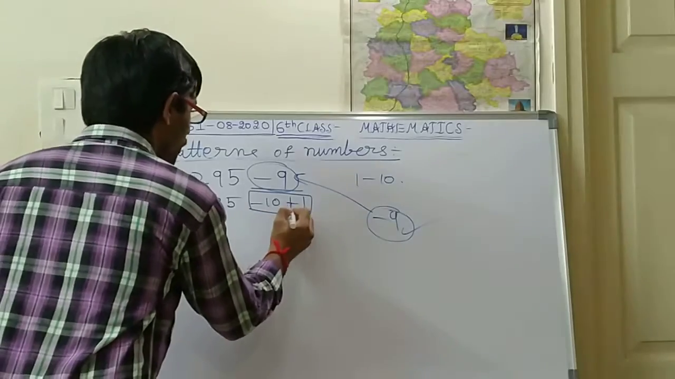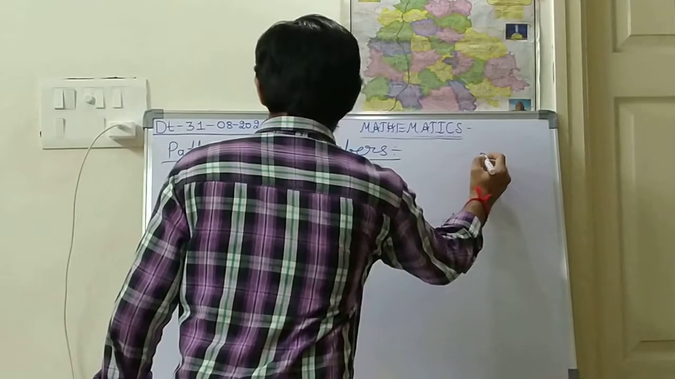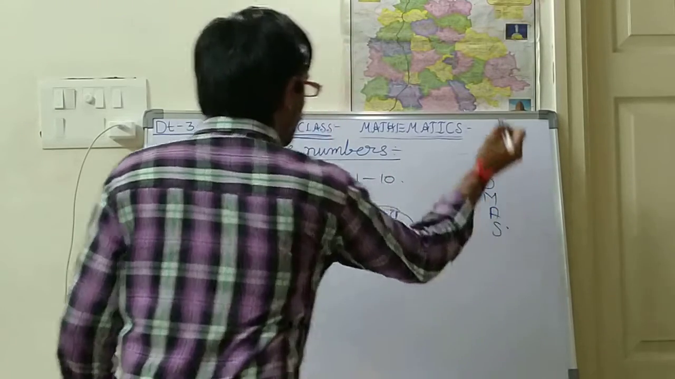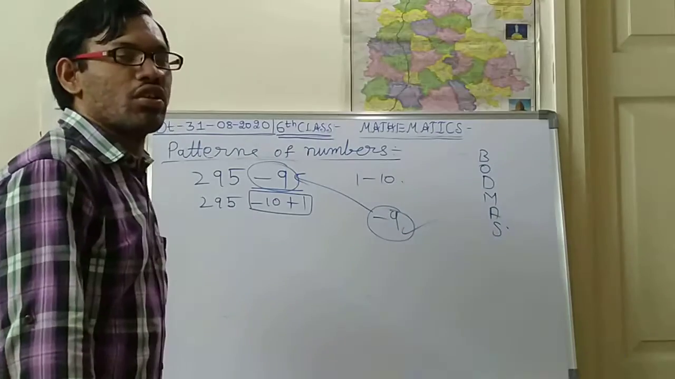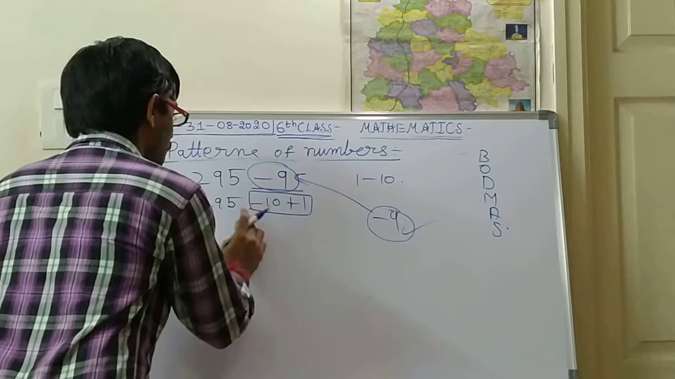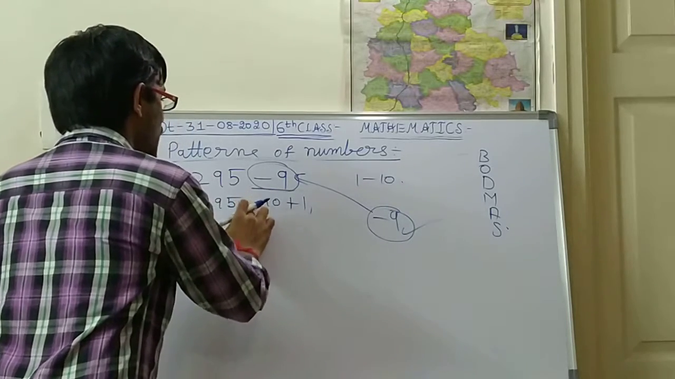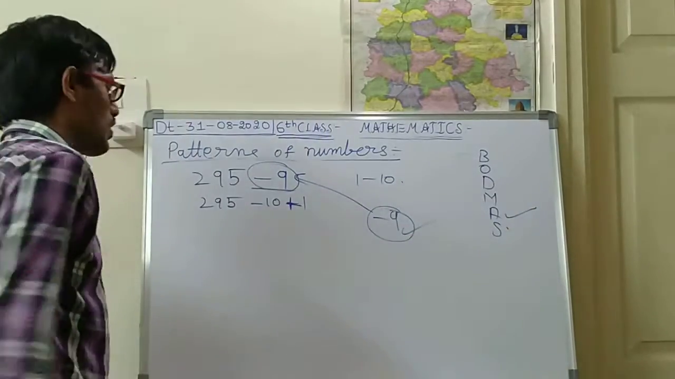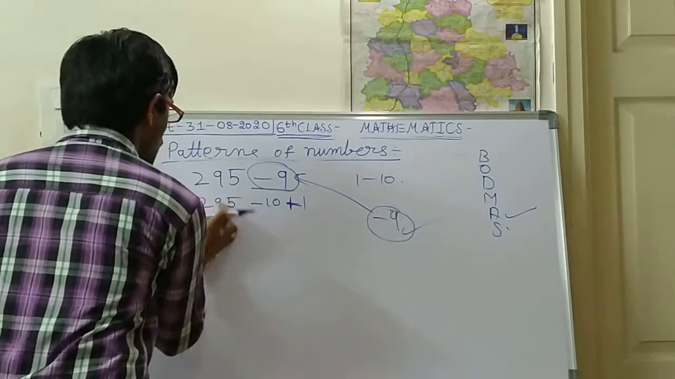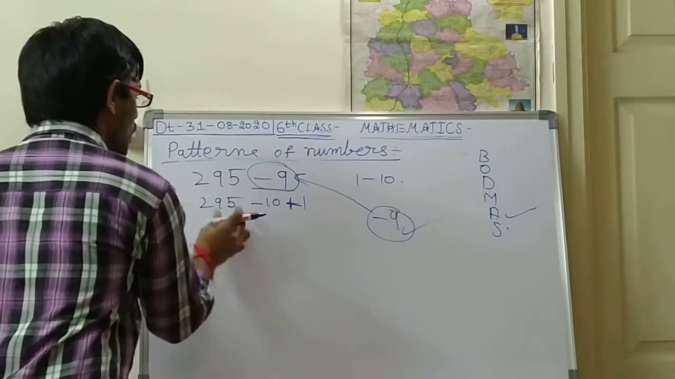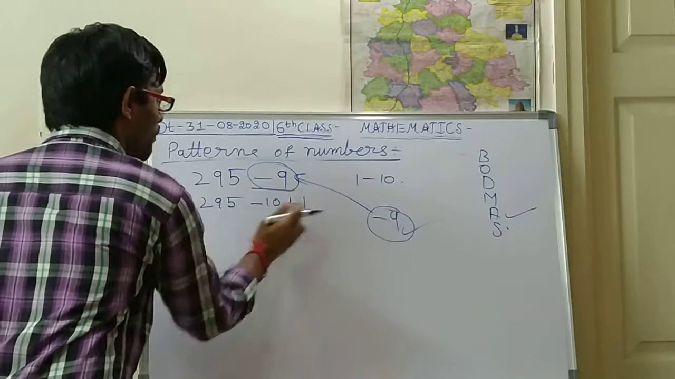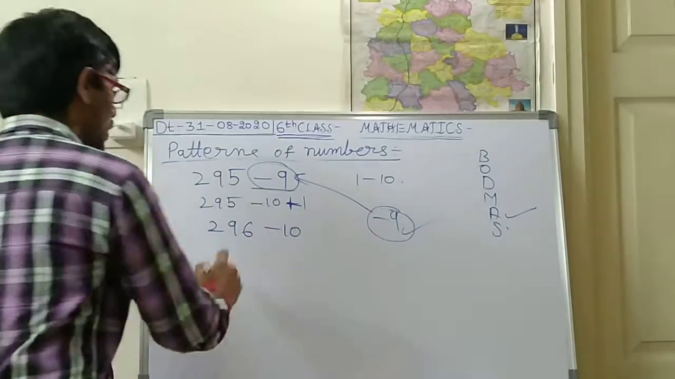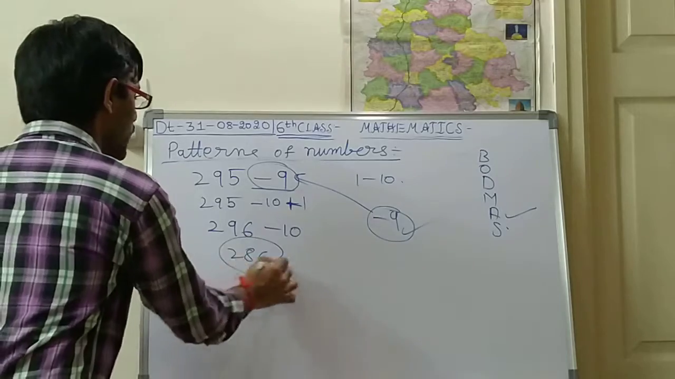Now if you take the BODMAS rule, which one do we have to do first? Here two signs are there, a minus symbol and a plus symbol. Which is coming first? Addition is coming first. So first we have to do the addition. This is plus 295 and this is 1, so first we do these two. 295 plus 1 is 296, minus 10. What is 296 minus 10? 286. Okay, 286 is the answer.